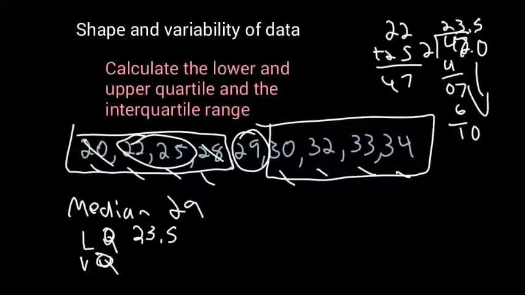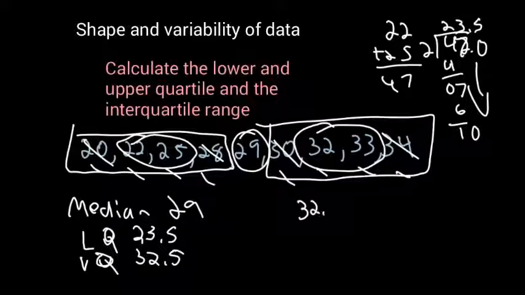And then our upper quartile would be 32 and 33. Well, halfway between 32 and 33 would just be 32.5. So we found our lower quartile and our upper quartile. So to find the range, you just take those two numbers and you subtract them.